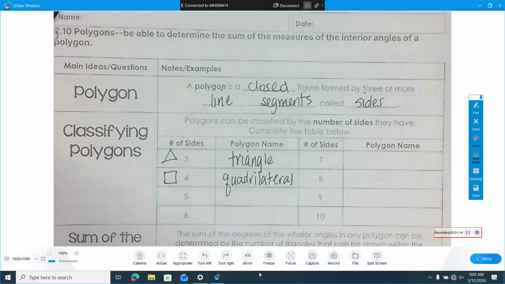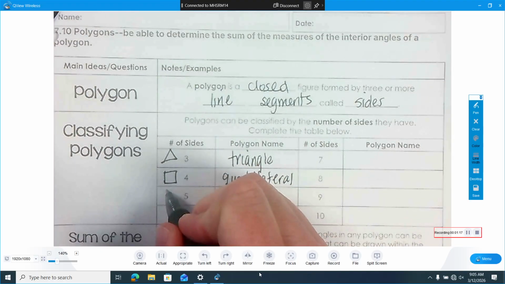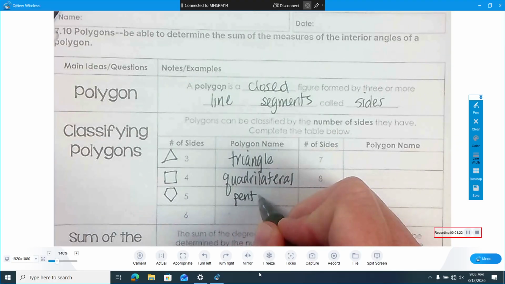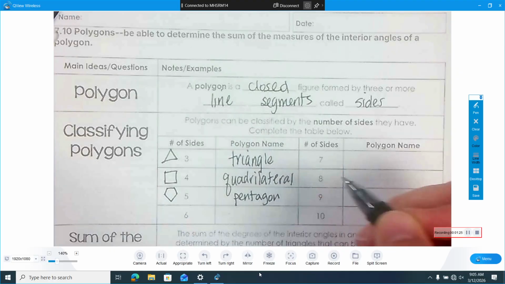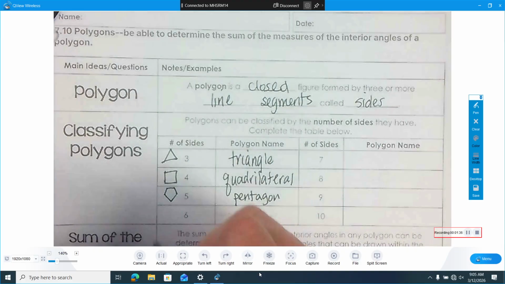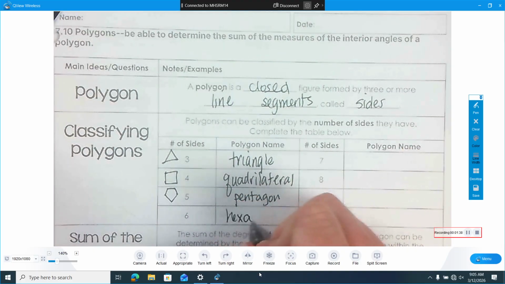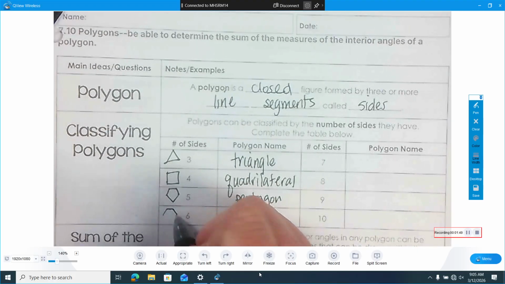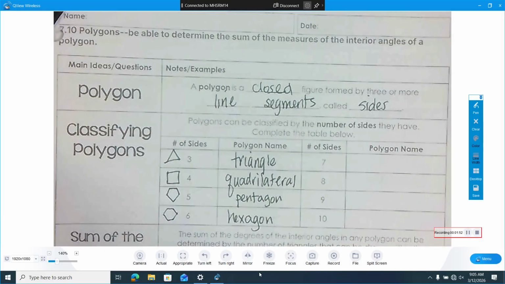If it has 5 sides, it is called a pentagon. That's Superman's famous logo, it's a pentagon. If it has 6 sides, a hexagon. Like when someone gives you a hex. So 6 sides is a hexagon. 1, 2, 3, 4, 5, 6, hexagon.